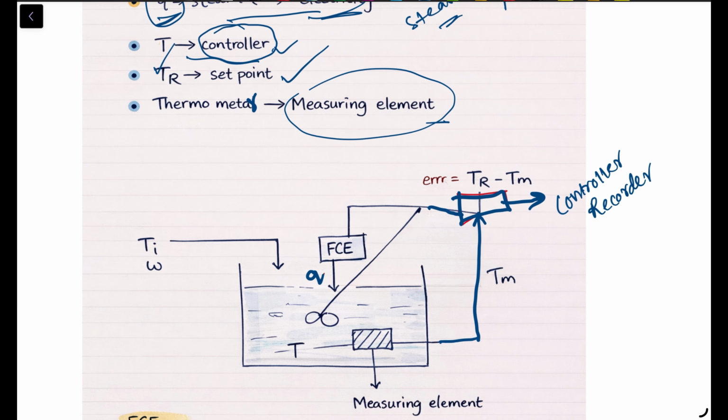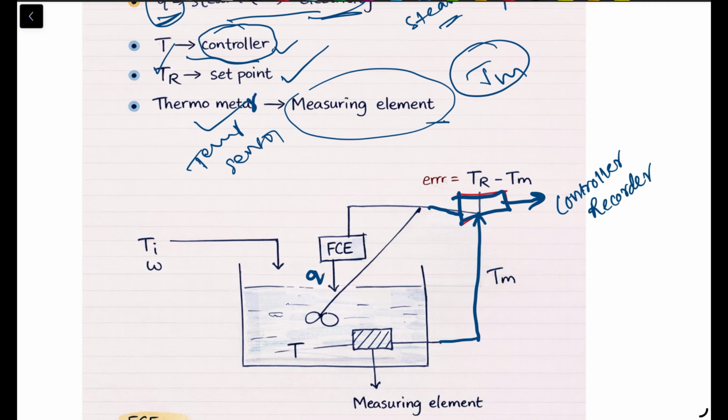Then we have the measuring element, which is very important. In this system, the measuring element is typically a thermometer or temperature sensor. The function of the measuring element is to measure the actual reactor temperature and send the information to the controller. This measured temperature is typically represented as TM. So the thermometer measuring element gives TM.